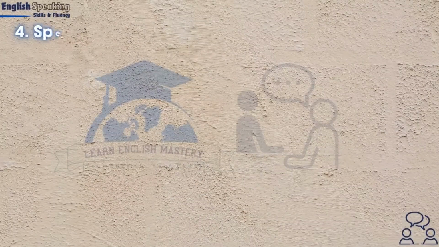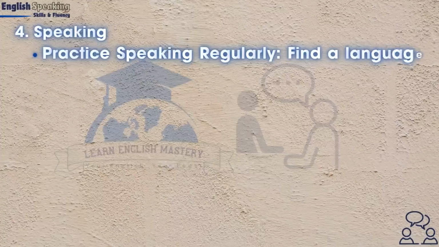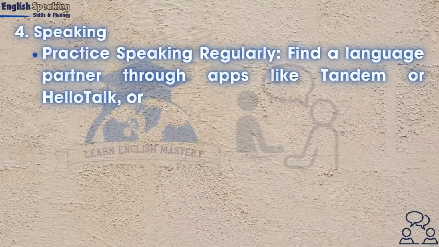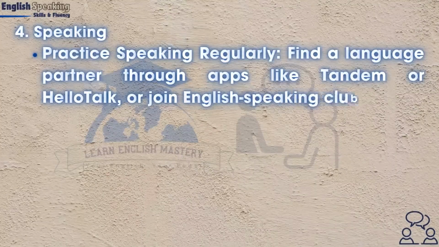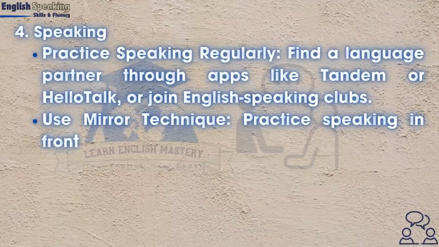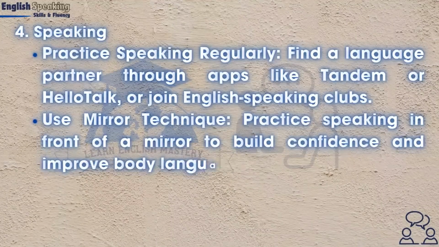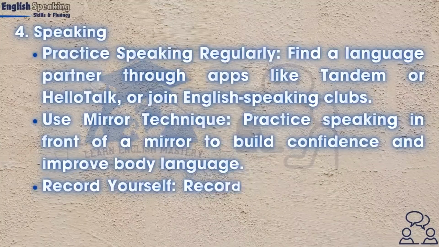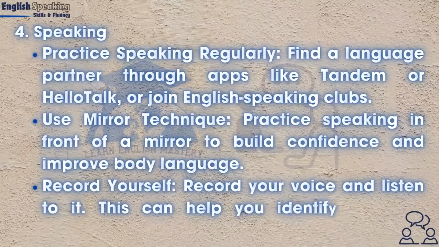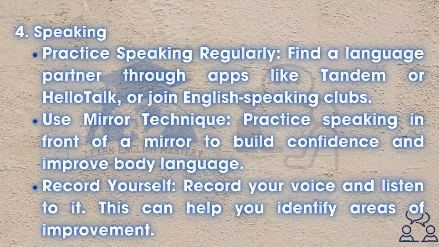4. Speaking. Practice speaking regularly. Find a language partner through apps like Tandem or HelloTalk, or join English speaking clubs. Use mirror technique. Practice speaking in front of a mirror to build confidence and improve body language. Record yourself. Record your voice and listen to it. This can help you identify areas of improvement.